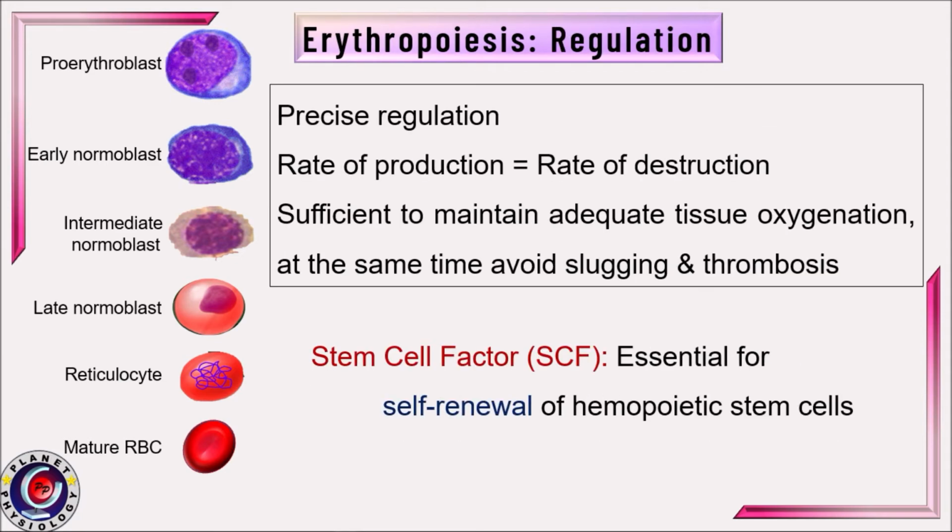Formation of RBCs is very precisely regulated in such a way that rate of production is equal to rate of destruction. The number of RBCs in circulation is always maintained in such a way that they provide adequate tissue oxygenation and at the same time avoid sludging or thrombosis. There is something called stem cell factor which is essential for self-renewal of hemopoietic stem cell, and this factor maintains constant proportion of stem cells in the marrow.